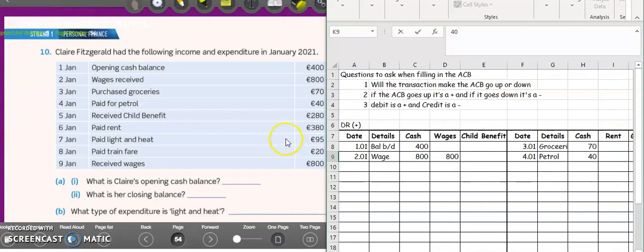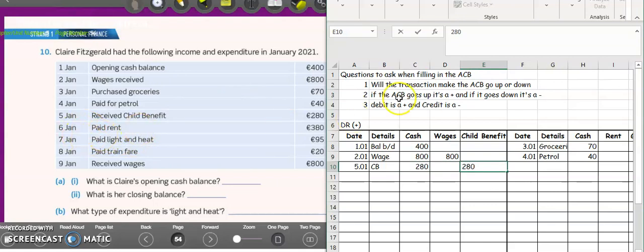So the next one then, we have received child benefit. If we received it, it's going to make our analyzed cash book go up. If it goes up, it's a plus, and if it's a plus, it's on the debit side. So it's going to be the 5th of the 1st, child benefit, 280. So it goes underneath cash, and then 280 underneath your child benefit.